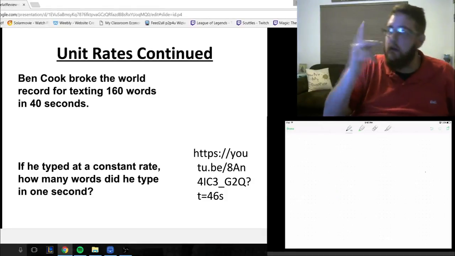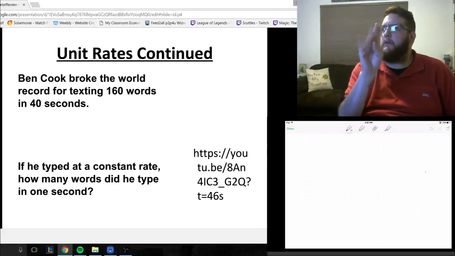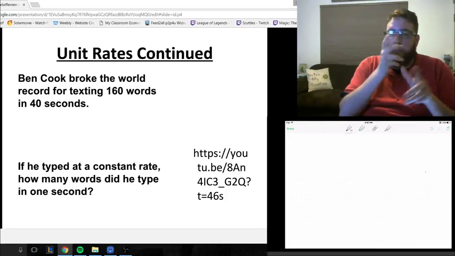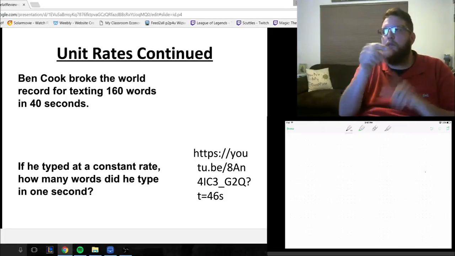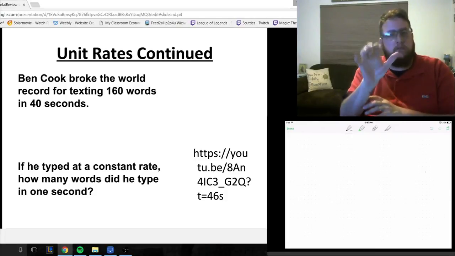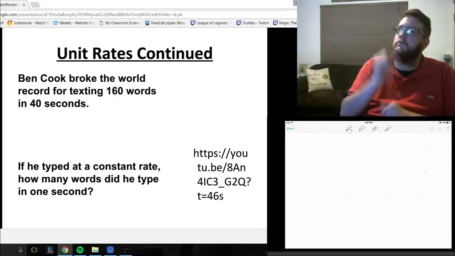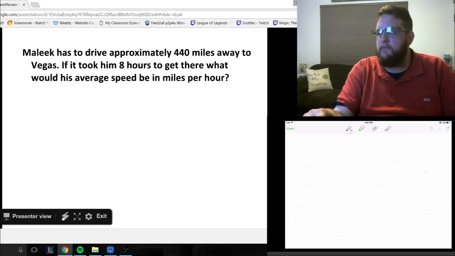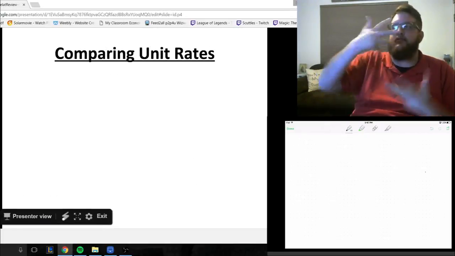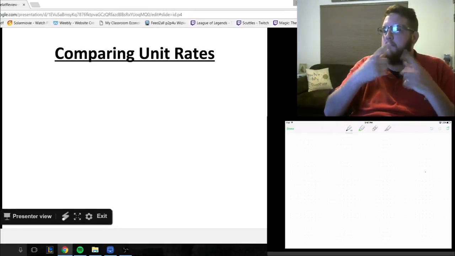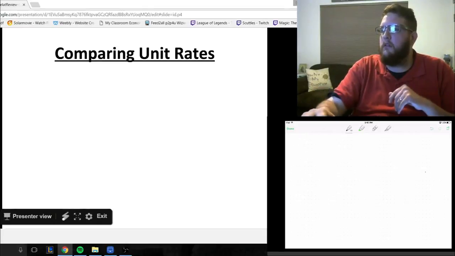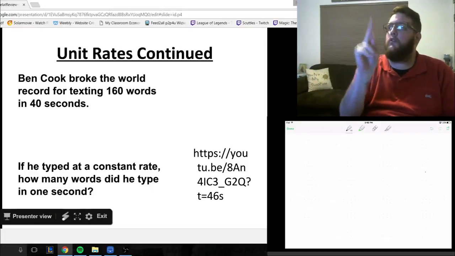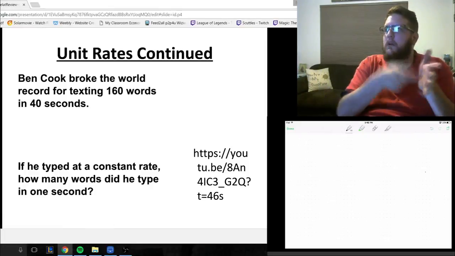So this says, Ben Cook broke the world record for texting 160 words in 40 seconds. If he typed at a constant rate, how many words did he type in 1 second? I went ahead and jumped ahead on accident, so I apologize. I'm going to jump back and finish signing the bottom portion of those two paragraphs, and then we're going to look at our 4 steps to determine what we must do first.